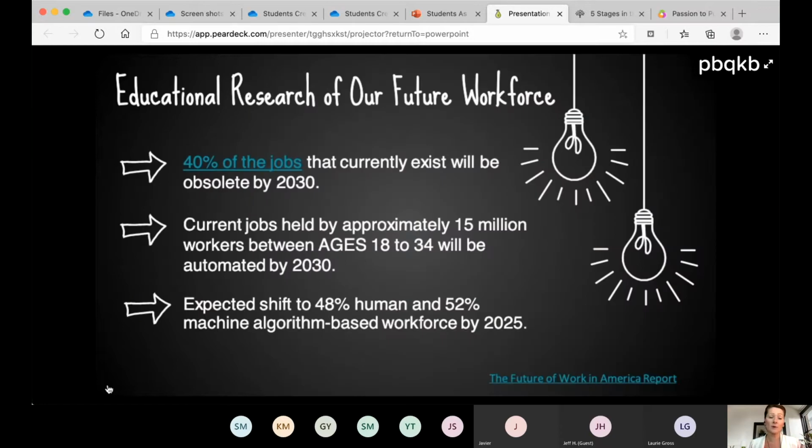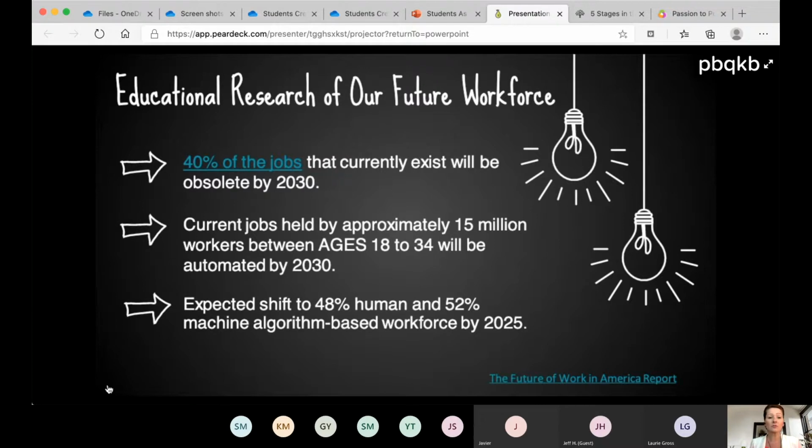When we talk about the workforce, I'm going to give you more examples of what we can do to guide these kids to be future ready, but this is what I find fascinating. 40% of the jobs that currently exist will be obsolete by 2030. That's only 10 years from now. I mean, that's crazy, right? But these are types of jobs that can be automated with an algorithm, the backbone support of computer science, and also chatbots and other types of robotics.